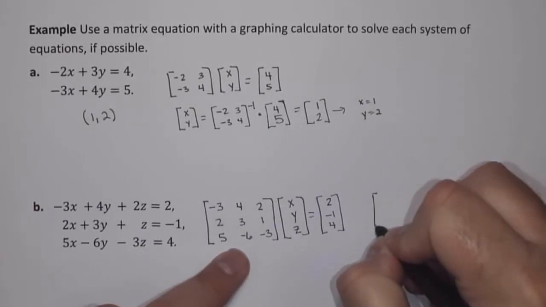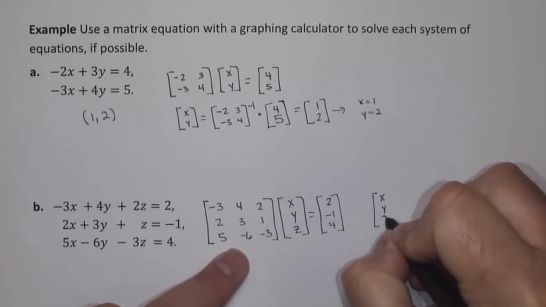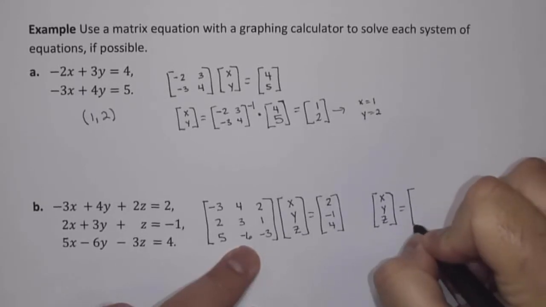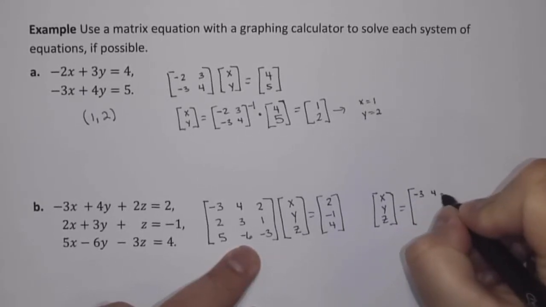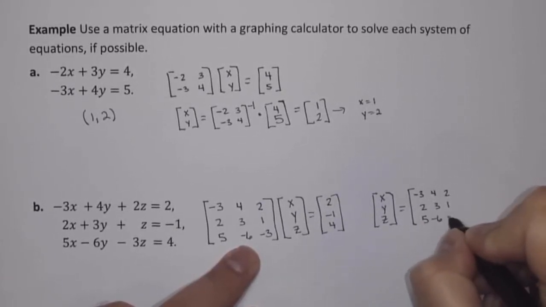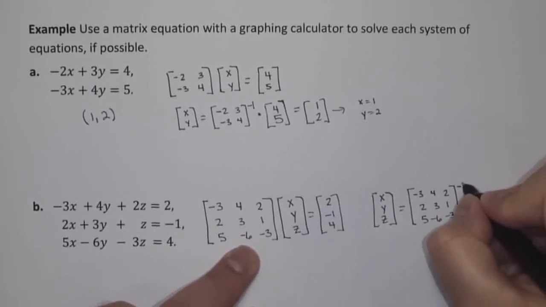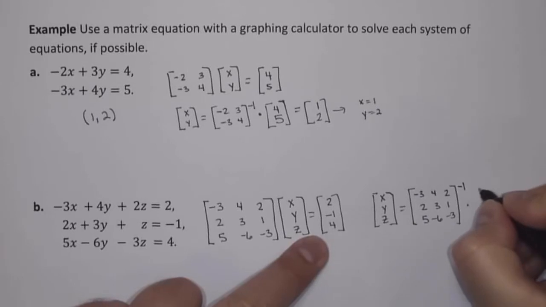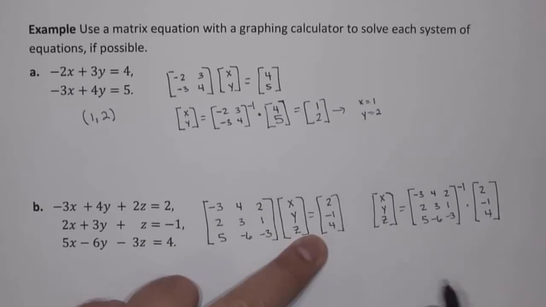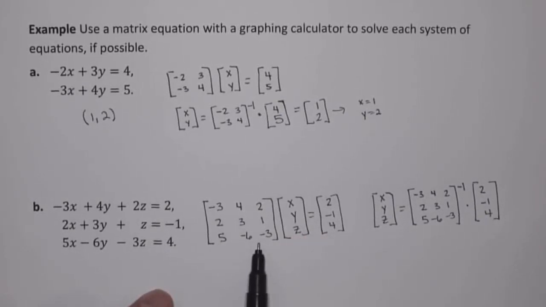So x, y, z is going to equal the inverse of my coefficient matrix, so that's going to be the inverse of this coefficient matrix times the constant matrix. So I need to enter my coefficient matrix in the calculator and my constant matrix in the calculator, and then do the inverse of the coefficient matrix times the constant matrix to get the answer.